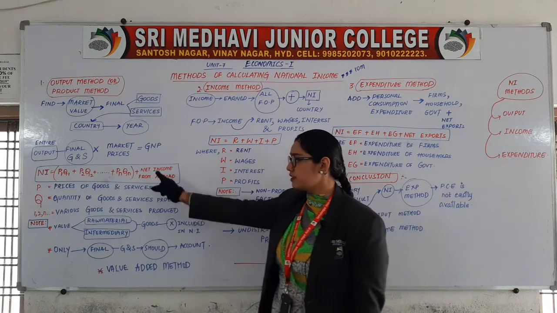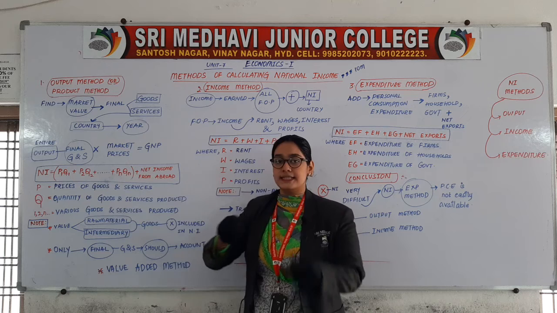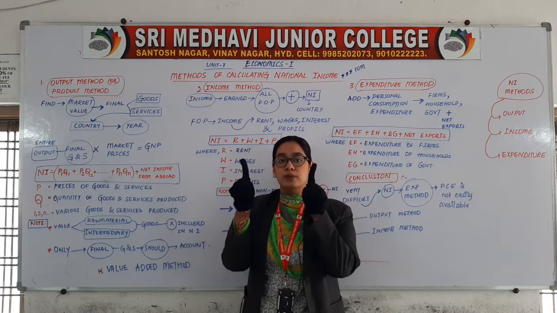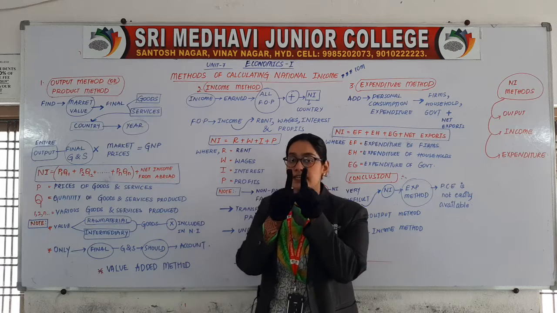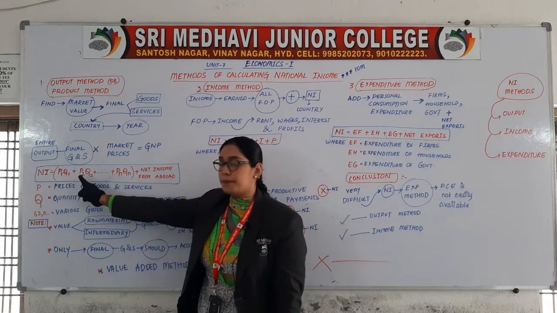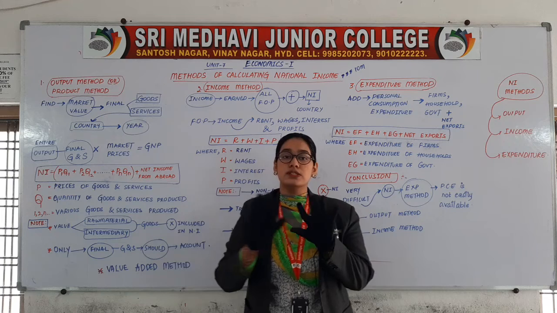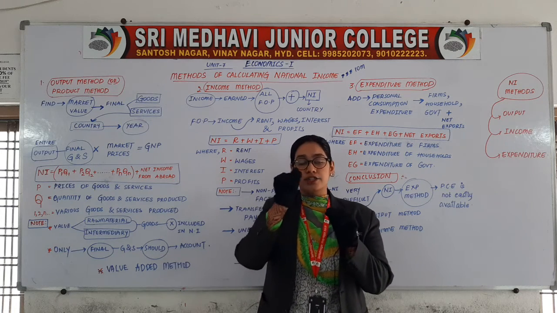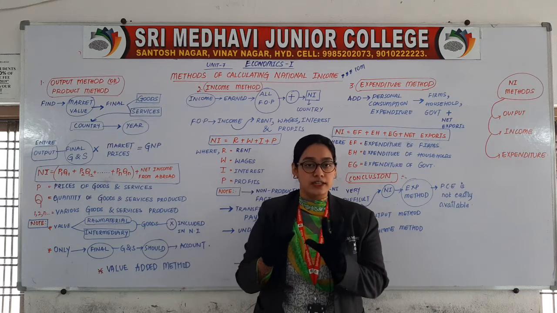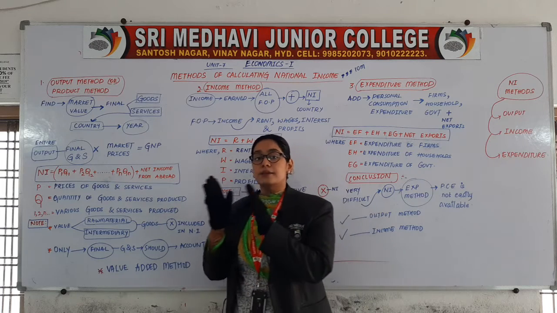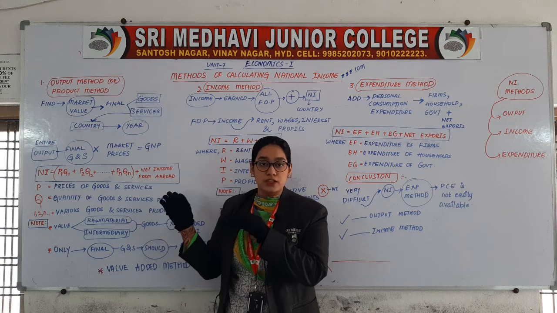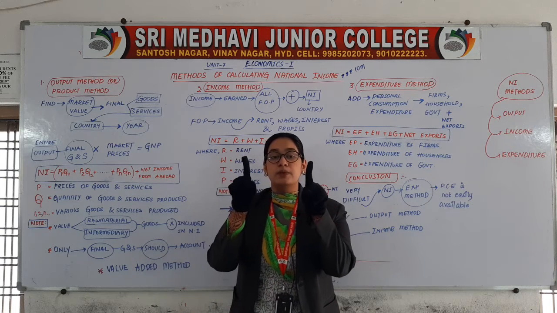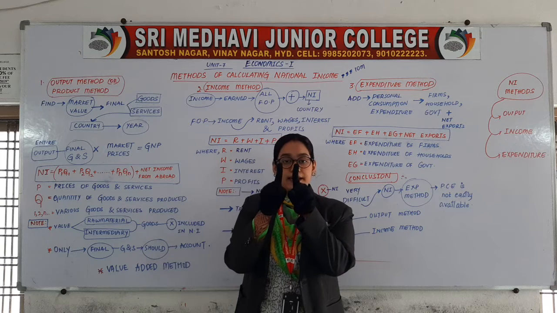So P1Q1 means the price of the first commodity is multiplied with the quantity of the first commodity. You can observe that between P1 and Q1 there is no sign. Whenever a plus, subtraction or division sign is not there, we need to understand that multiplication is there in between those two terms. So P1Q1, in between nothing is there, means they are multiplied.